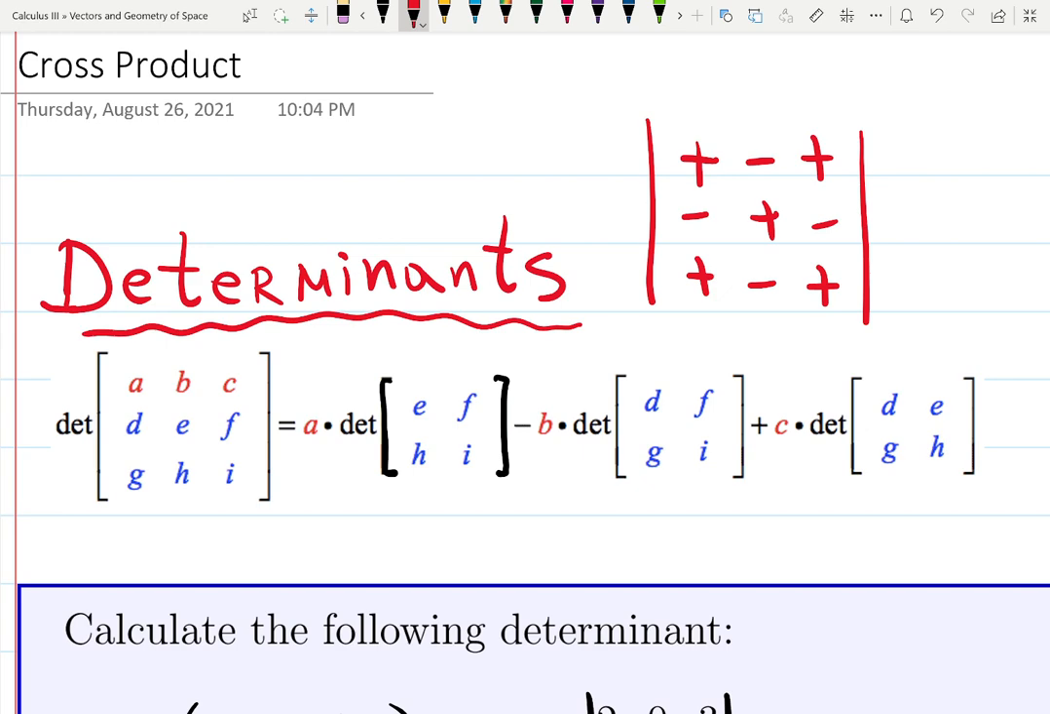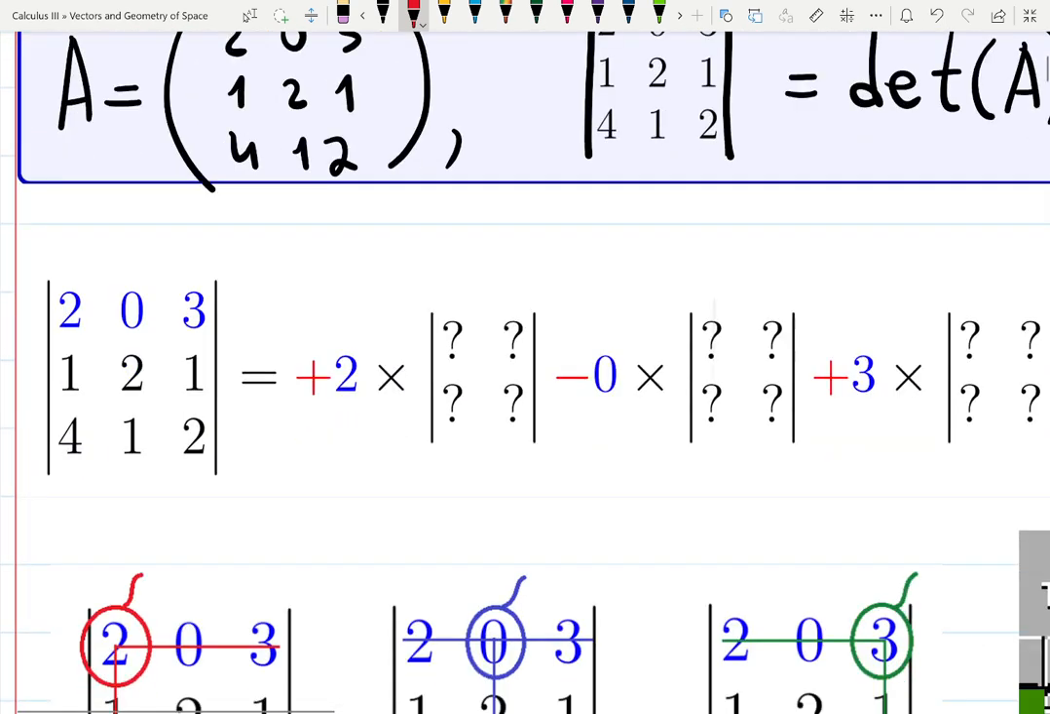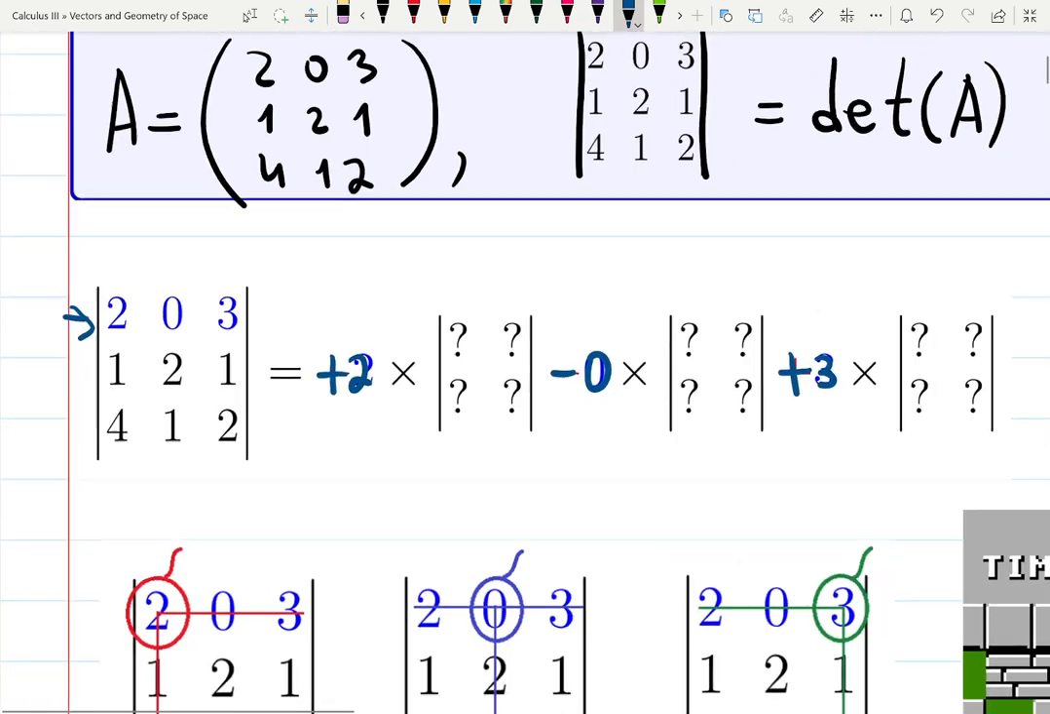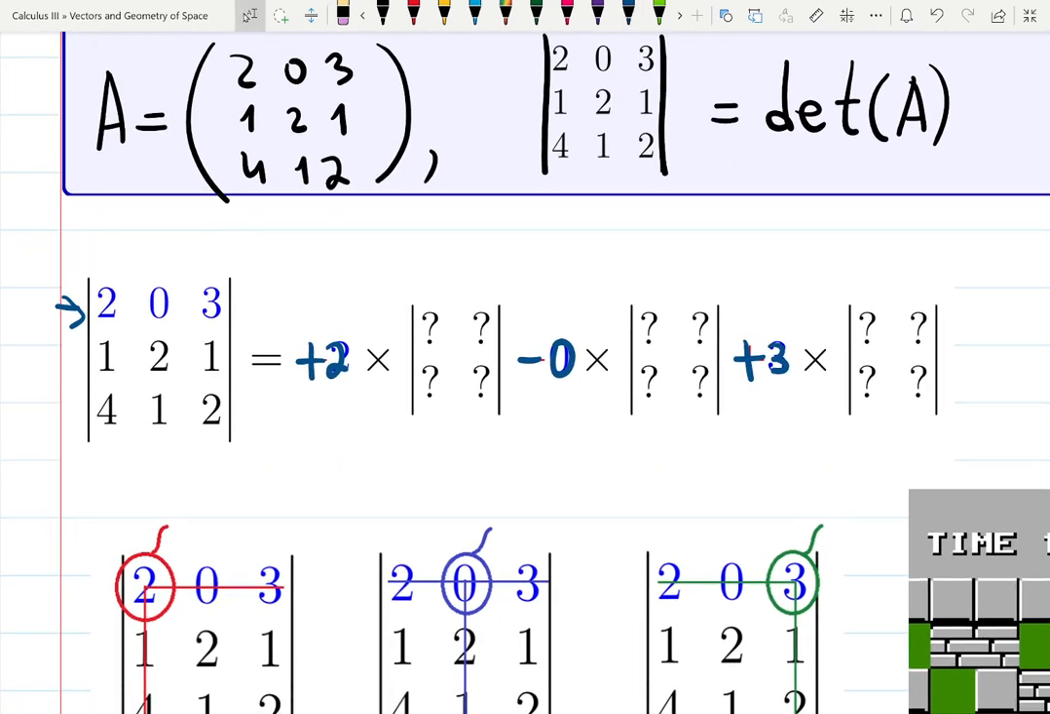Because if you see from this diagram, this will be plus minus plus. If you choose the second row, it will be minus plus minus. Plus minus plus for the third. People don't memorize it, we just know how to remember the shape. So the first two things you know, you chose the first row in blue. Let's do it like this, first row. So it will be plus 2 minus 0 plus 3. Each is multiplied by small determinants. Small determinants. What kind of determinants?